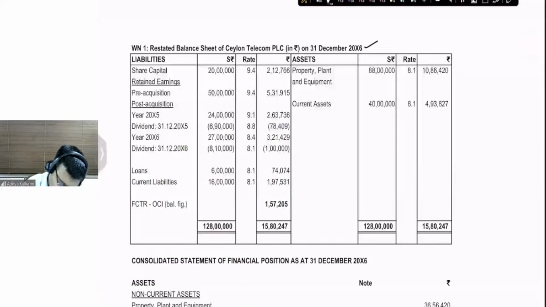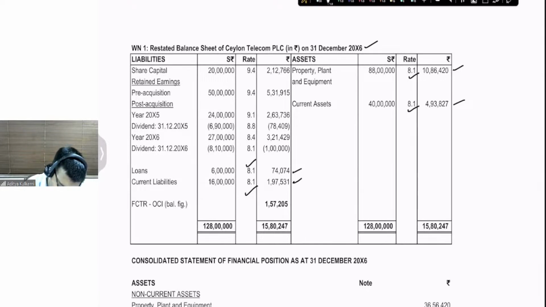So now plant and equipment I am translating using 8.1. Current assets I am translating using 8.1. Loans, current liabilities I am translating using 8.1. So this is my assets and liabilities converted at the closing rate. So that is converted to these amounts.